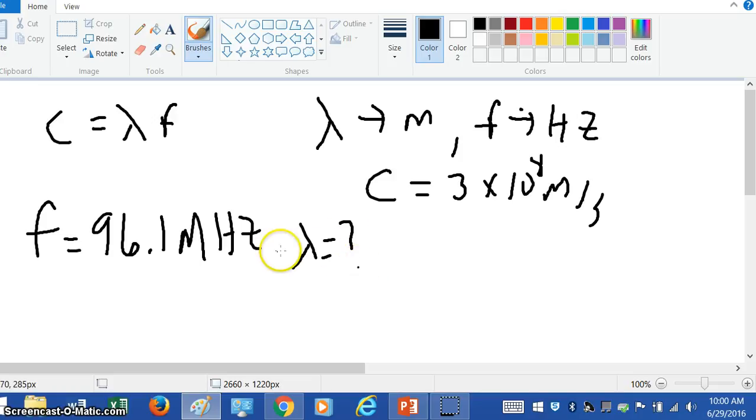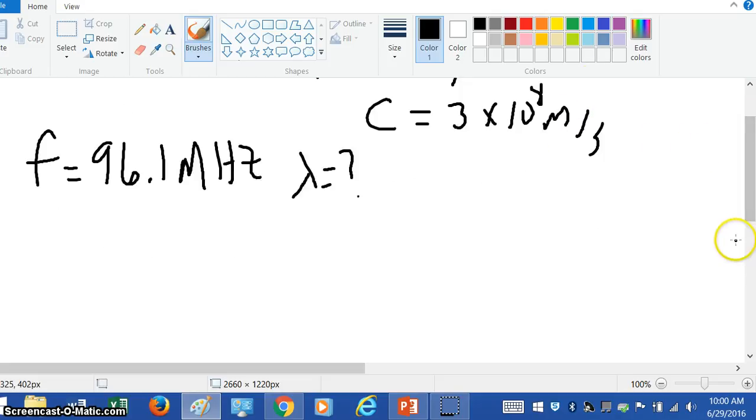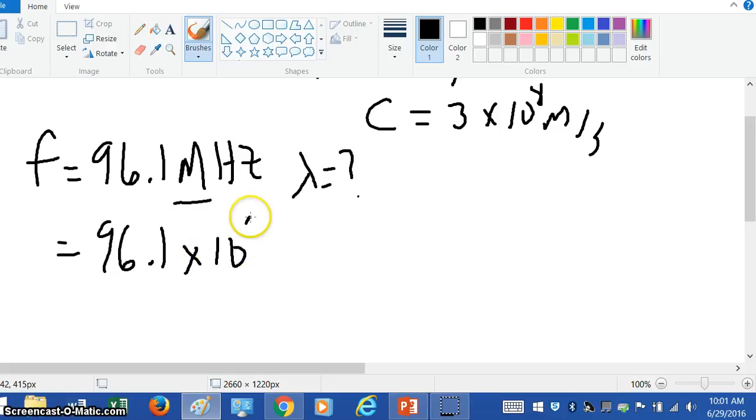Notice the frequency should be in hertz, not megahertz, so we can easily change that if we remember our metric prefixes. So this would be 96.1. By the way, on the FM dial, it's in megahertz. On the AM dial, it's in kilohertz. So just to let you know. A mega is times 10 to the 6th hertz.